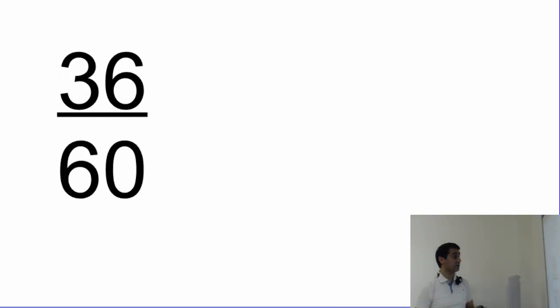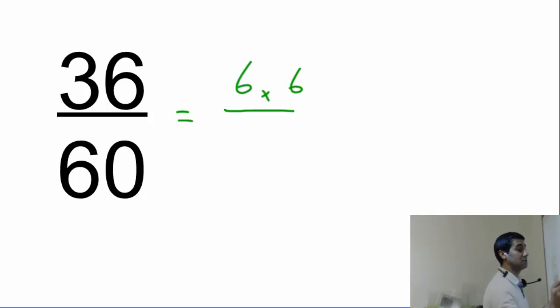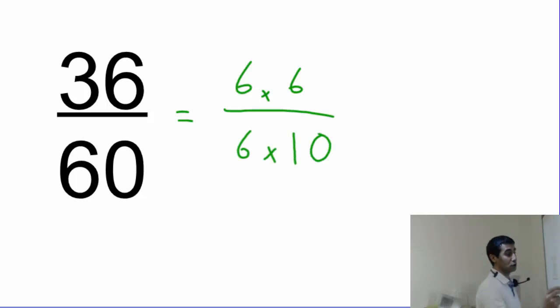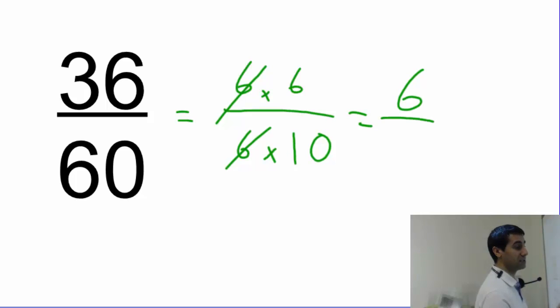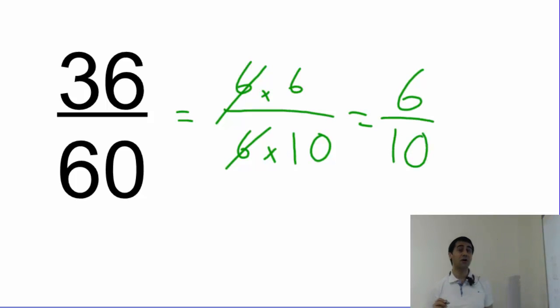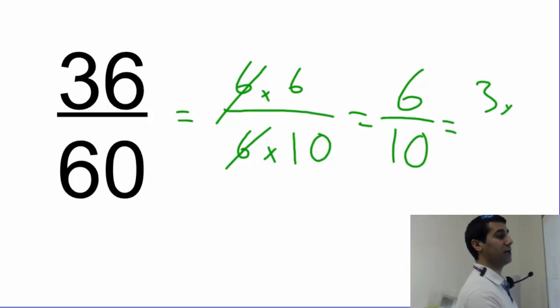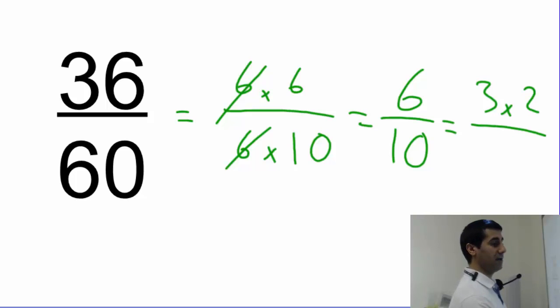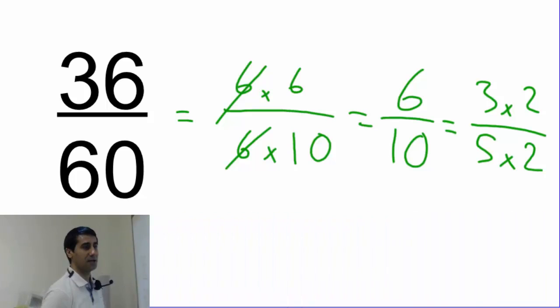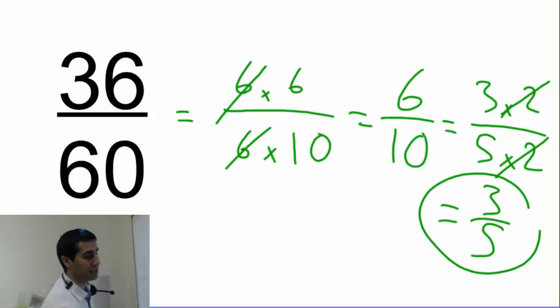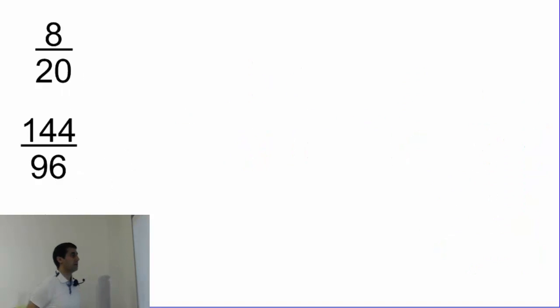And now let's talk about this one. Again, 36 divided by 60. So I still want to use the same 6 times 6. See if that will work. 6 times what gives me 60? That's 10. So this will cancel out. I'm going to end up with 6 divided by 10. But I know I can divide both numbers by 2. So 6, 3 times 2 is 6, and 10, 5 times 2 is 10. So cancel those 2s. 3 divided by 5 is the answer.